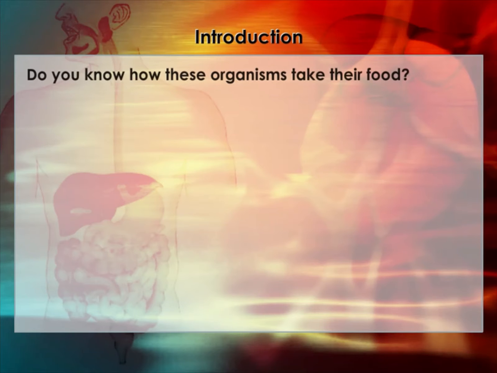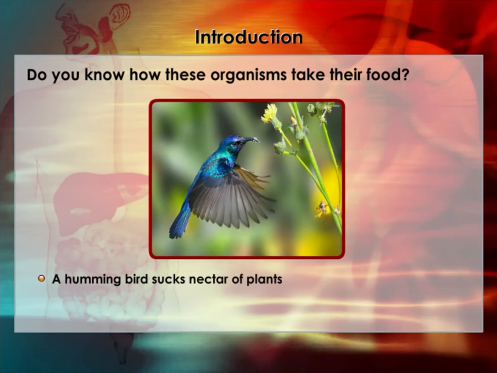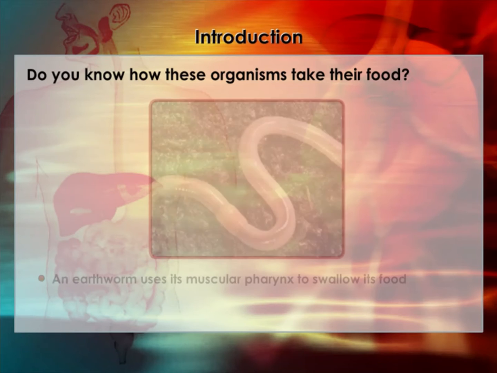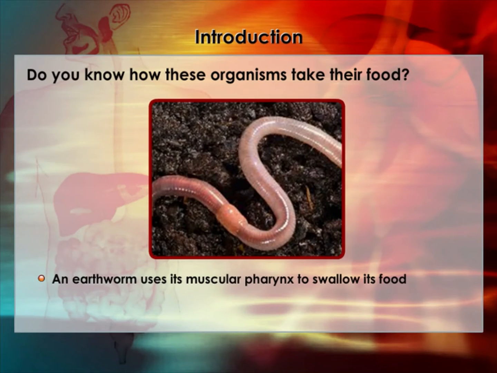Introduction. Do you know how these organisms take their food? A hummingbird sucks nectar of plants. A frog captures prey with its sticky tongue. An earthworm uses its muscular pharynx to swallow its food.